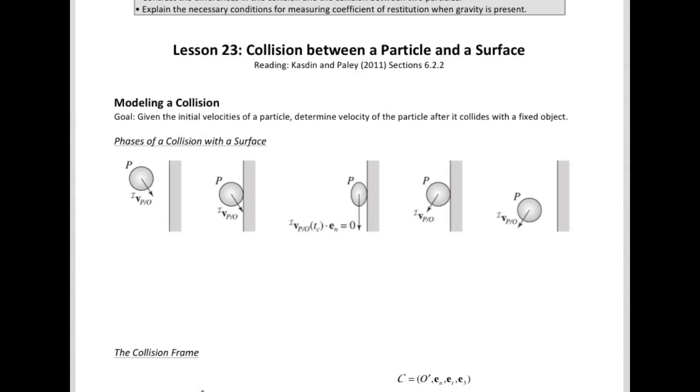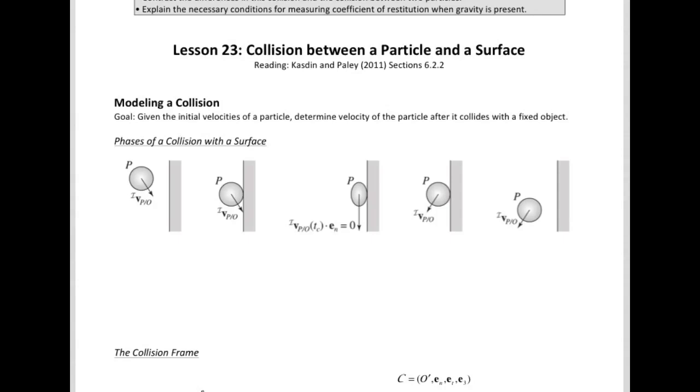Hey folks, in lesson 23, we're going to be talking about a specific type of collision, which is a collision between a particle and a fixed surface. Now, a lot of the notation, a lot of what we're talking about is going to be very similar to the collision of particles, but don't confuse the two because we can't make the same assumptions. In particular, we can't make an assumption that total linear momentum is conserved in this situation. And so let's walk through those steps and see how that affects how we model this collision.